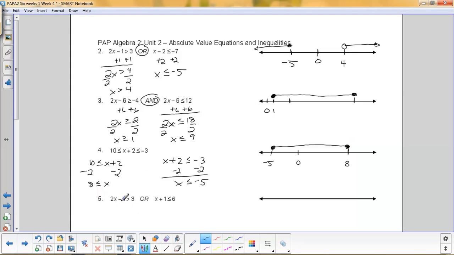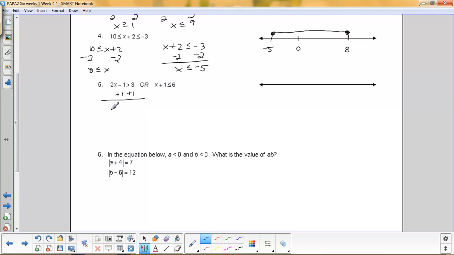Alright, back to your disjunction. We're going to add 1 to both sides. And that's going to be 2x greater than 4. Divide by 2. X greater than 2. Subtract 1, getting ahead of myself there. X is less than or equal to -5. So -5 goes here, 0 and 2. Closed circle at -5. Open circle at 2.